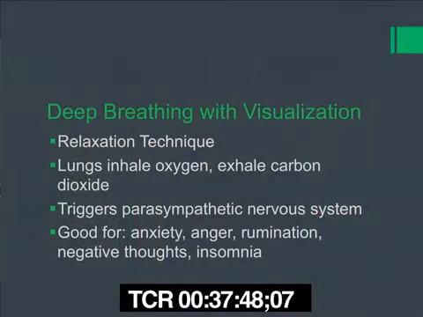The next intervention I want to discuss with you is deep breathing with visualization. A lot of people tend to breathe with their chest, especially when they're anxious or agitated. They breathe through their chest and don't breathe through their diaphragm, which means they're not getting in enough oxygen and they're not exhaling enough carbon dioxide. So it's really great for patients to teach them how to do deep diaphragmatic breathing.